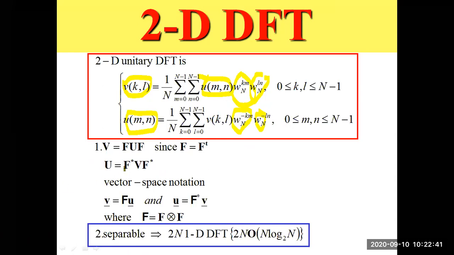The properties are again there: V equals F into U into F, since F equals F transpose. So if you multiply F on both sides of U, you get V, and U equals F star into V into F star. This is called the vector space notation, and instead of matrices we can also mention vectors; vectors have direction and magnitude. Another one is the separable formula. For the two-dimensional DFT using one-dimensional transforms, the number of multiplications required is N into log base 2 of N.